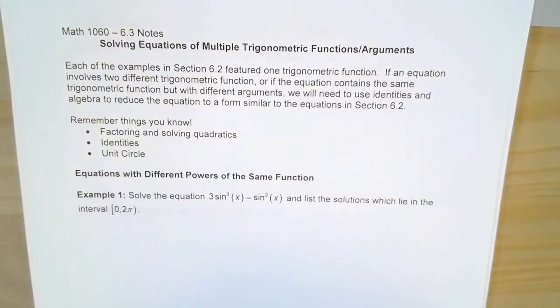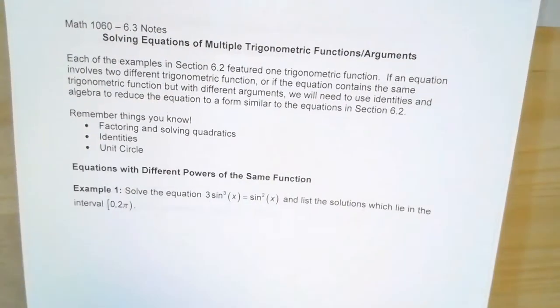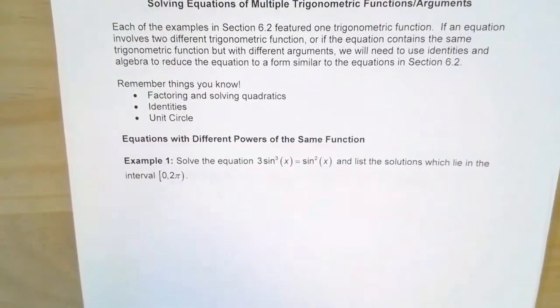Alright, in 6.3 we're going to do some solving equations of multiple trigonometric functions and arguments. The one thing we have to keep in mind too is on these problems, guys, we are still going to have an interval. So we are only going from 0 to 2 pi. So keep that in mind when we have our solutions and where that ends up.